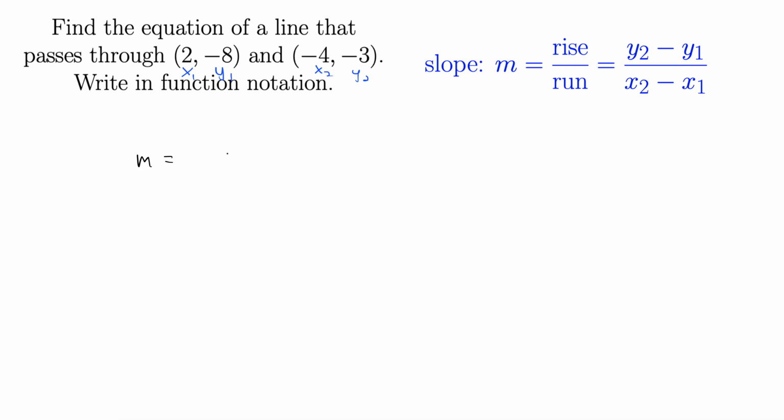The slope is y2 minus y1, so -3 minus -8, over x2 minus x1, -4 minus 2. Okay, so I'm getting 5 over -6. Okay, so -5/6 there. Now there's a couple ways to proceed from here.